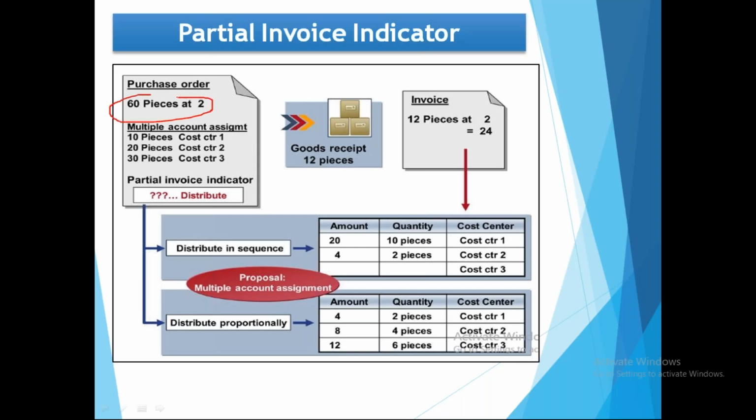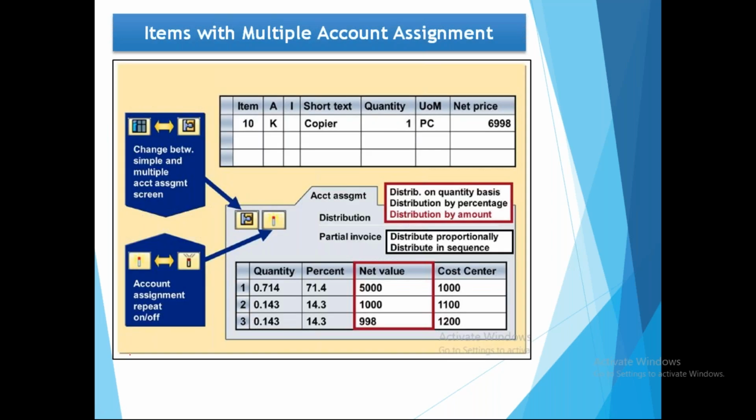You have the purchase order. You have the cost center for different quantities. Now you make the GR. But while doing the invoice verification, you can change it. You can change as per your requirement. Okay, so that is the invoice verification with multiple account assignment.